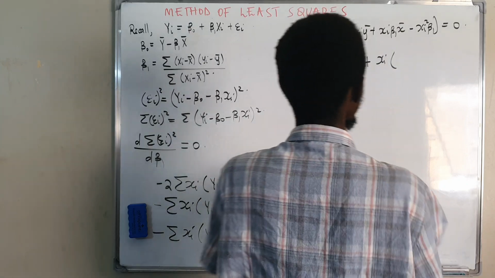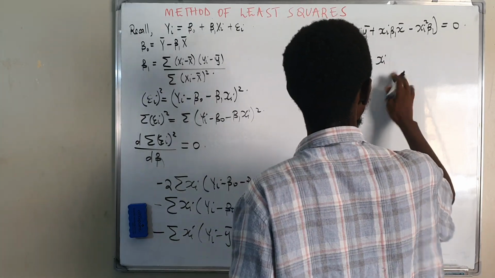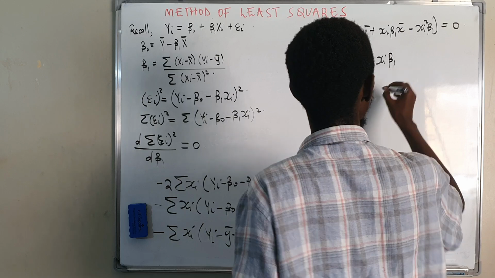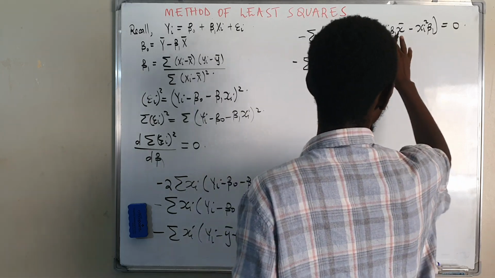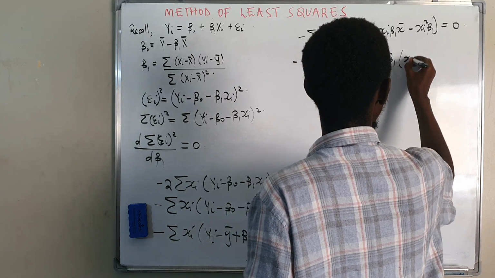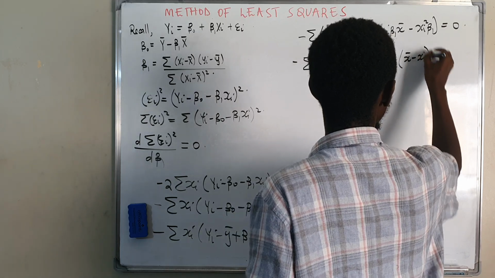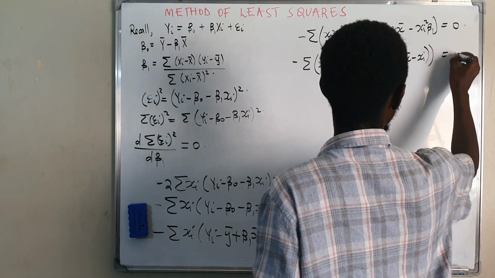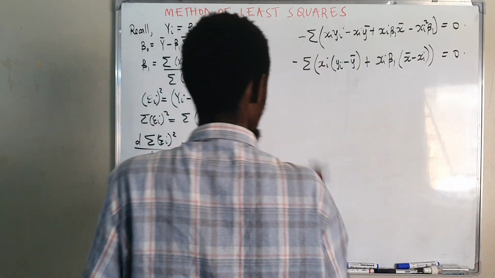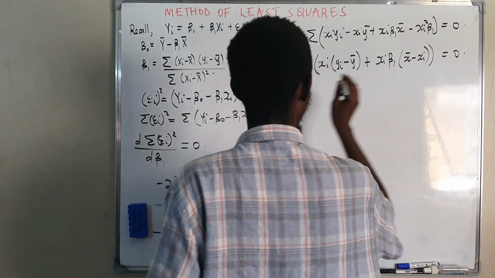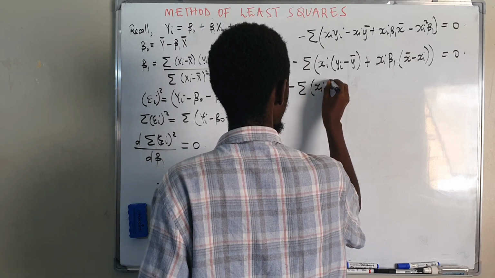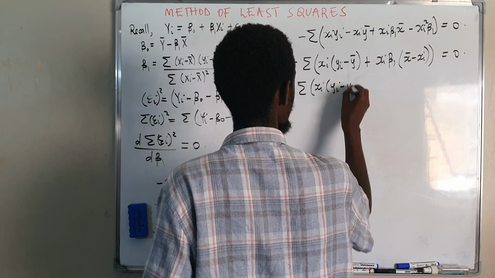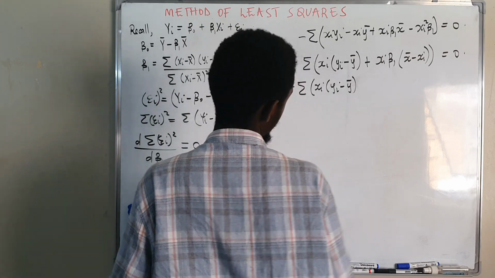Here xi and b1 are common, yes? Then here I'm going to remain with x bar minus xi, just like that, everything going to 0. Now, if I take the summation, I'll have that this is the same as having the negative summation of xi into yi minus y bar, like that.